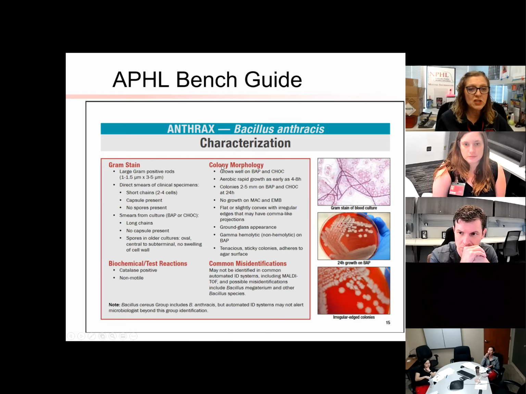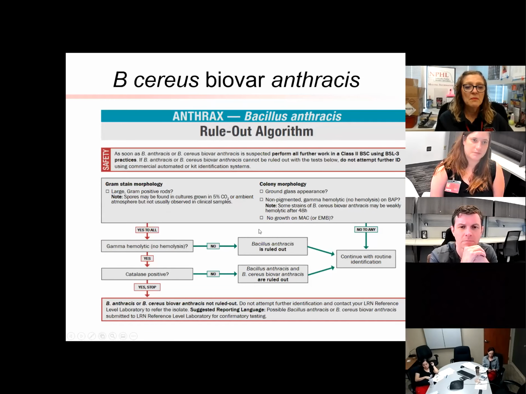So this whole page here comes from the APHL book. They go into quite a bit of detail as to what biochemicals to do, some additional biochemicals you can add, and what the morphology can look like. All right. They have a pic here, gram variable. They have some pics of the plates themselves. This is the APHL book.